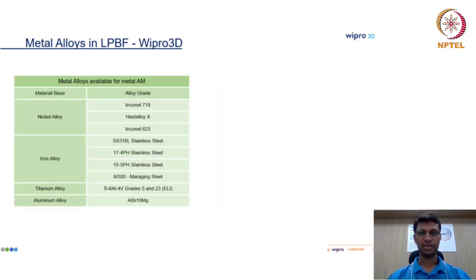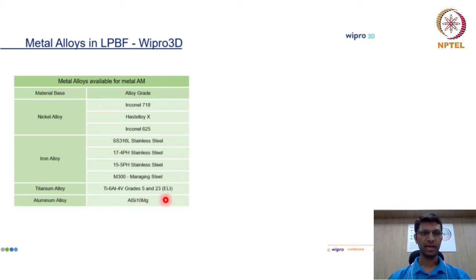So this is the material portfolio available at Wipro 3D for processing under the LPBF. We have Inconel 718, Hastelloy X and Inconel 625 in nickel based alloys. We have SS316L, 17-4PH, 15-5PH and Maraging steel M300 in iron based alloys.